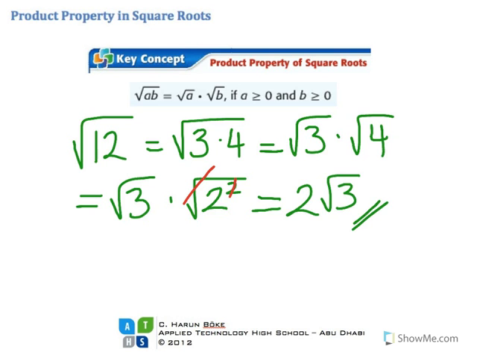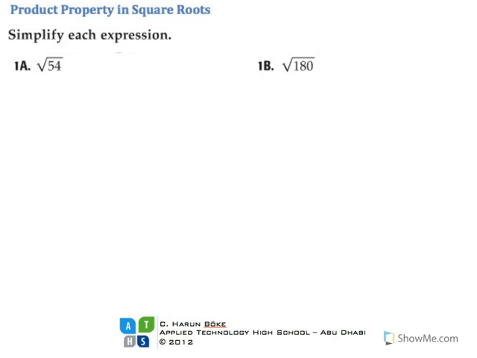So we use the product property to simplify the square root expressions. Now let's see some more examples. Now here we have the square root of 54. It's not easy to find perfect square numbers in numbers like 54.